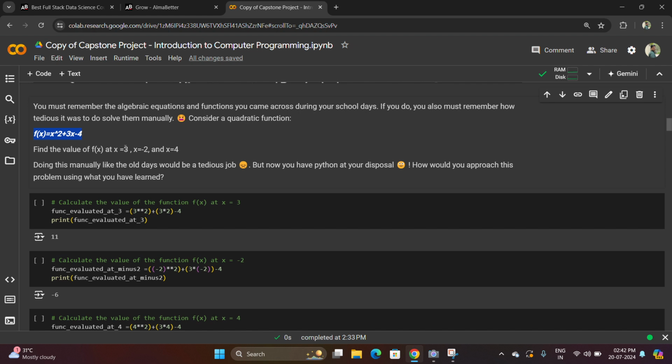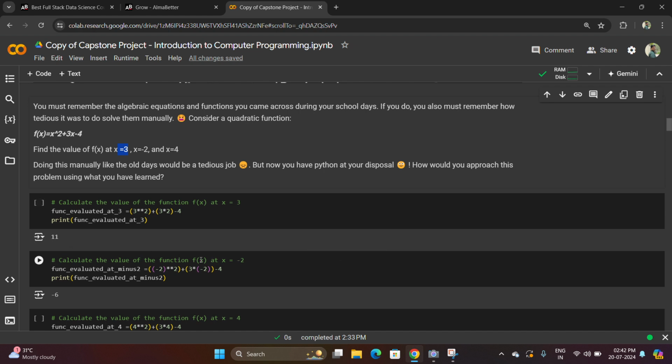First we are evaluating x equal to 3. So function evaluated at 3 will be like, at the place of x we will be placing 3. So 3 square, that is 3 star star 2 plus 3 into 2 minus 4. And we are printing that, we will be getting the answer as 11.